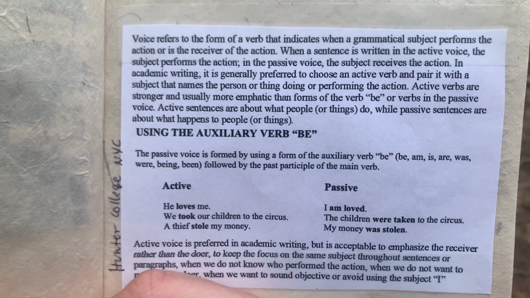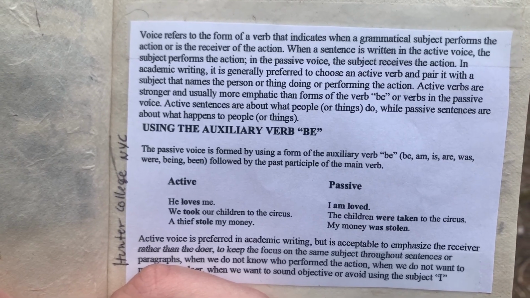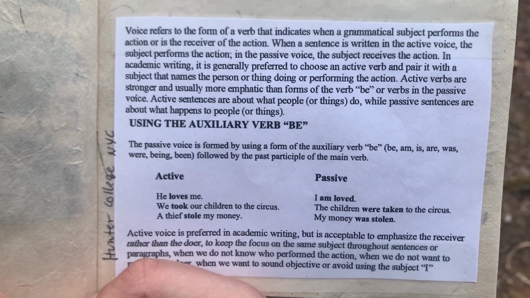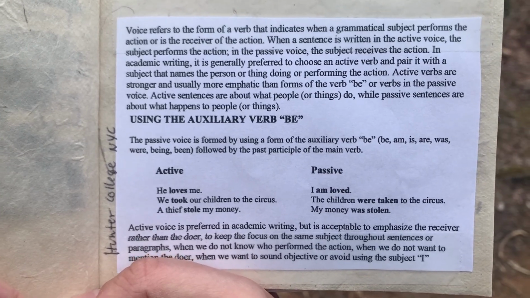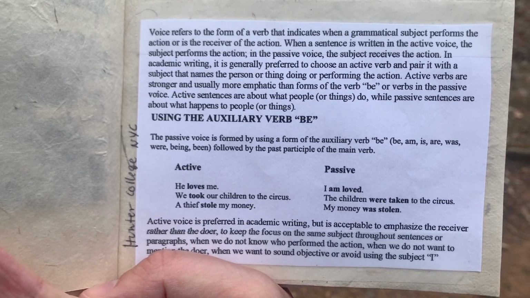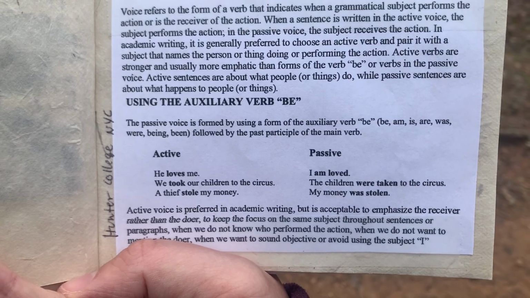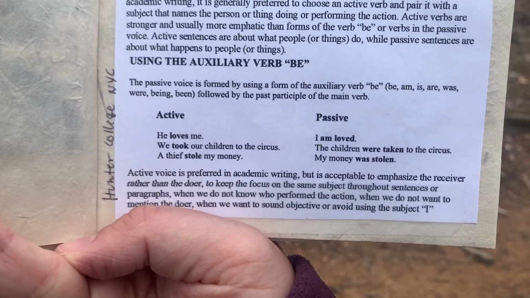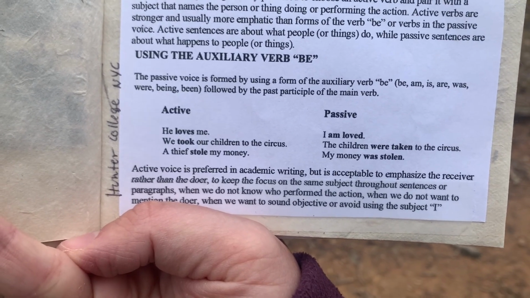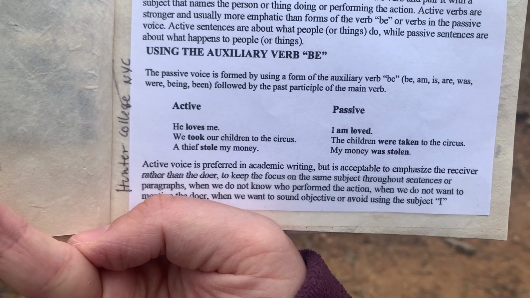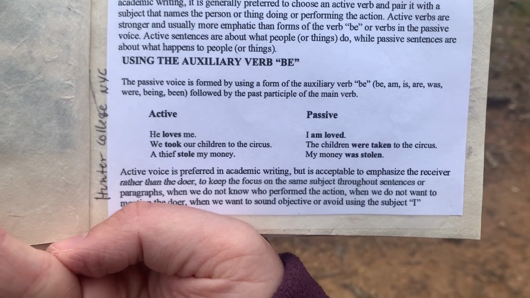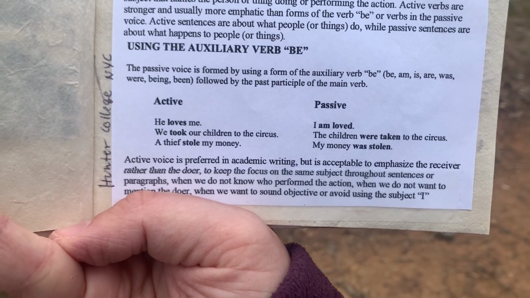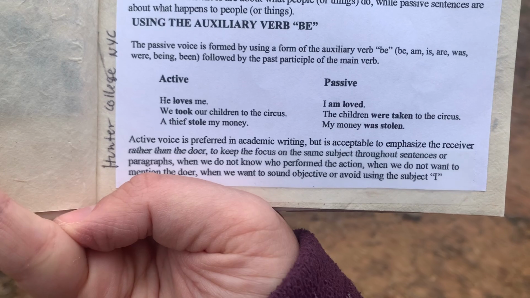Active verbs are usually stronger and more emphatic than the forms of verb be or verbs in the passive voice. Active sentences are about what people or things do, while passive voice sentences are about what happens to people or things. The passive voice is the verb be, so that would be am, is, are, was, were, being, or been, followed by a past participle of the main verb.